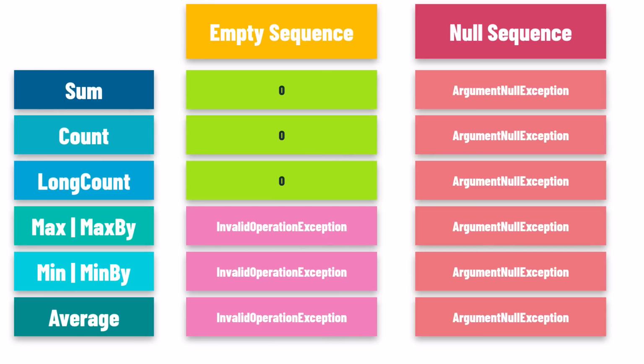Understanding these differences is key to effectively using LINQ aggregation methods in VB.NET. Knowing how each method behaves with empty and null sources helps in writing robust and error-free code.